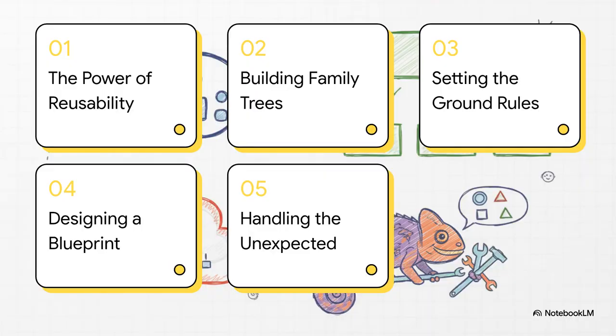And here's how we're going to do it. First, we'll dive into the power of reusability. Then, we'll get into how to build these complex family trees of code. After that, we'll lay down some ground rules to keep everything organized, learn how to design the perfect blueprint, and finally, figure out how to handle things when they inevitably go wrong.